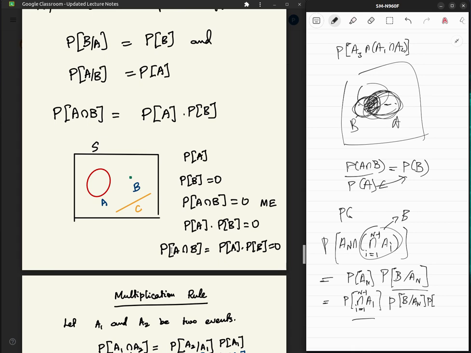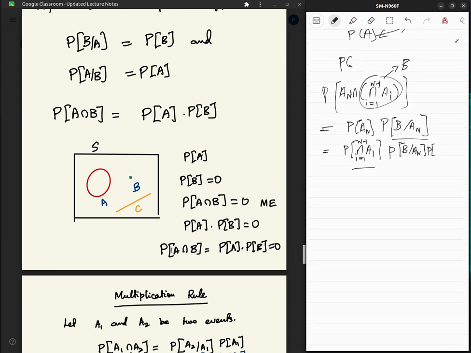A intersection B. Hey, so we know another thing, right? We know that the probability of A union B is equal to the probability of A plus the probability of B minus the probability of A intersection B. From that, you can extract the probability of A intersection B, right? That's the same thing as the probability of A plus the probability of B minus the probability of A union B. Wait, what? No, that goes over here. This comes here. Yeah, okay, this is actually correct.